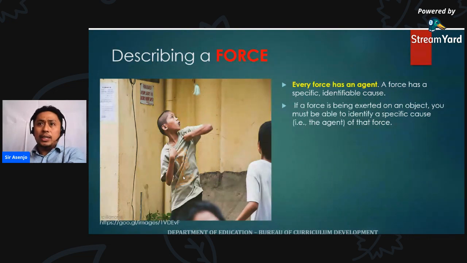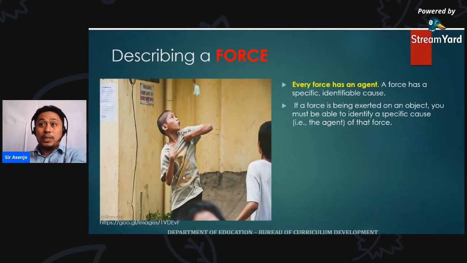Who do you think is the agent of the force in this situation? Good, you're right. It's the boy, or more specifically, the elbow of the boy. Every time the boy pushes or applies force on the takyan, it goes up. So what is the agent of the force that makes the takyan go up? It is the boy. The boy is our agent.